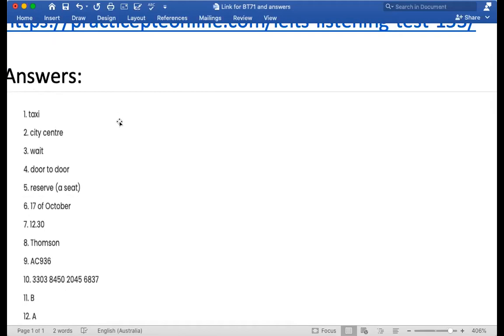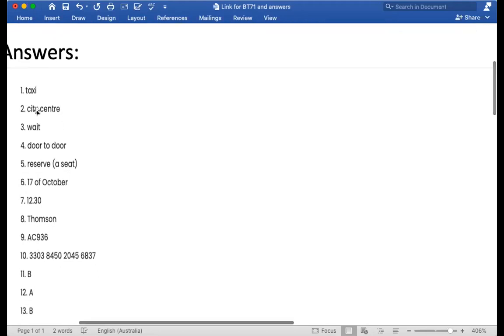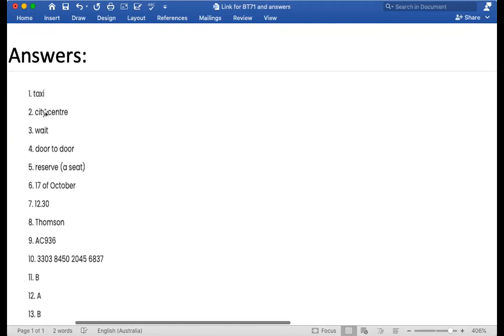I wrote cab as the first answer. So did she say cab or taxi? I think they said cab. Both are correct then. If it is cab, then cab or taxi, both are right. So city center, wait, city space center. Is everything else okay? Also for the third one, I wrote waiting time because maybe he said long wait. Yes. So as long as it's within your 3-word limit, waiting time is also fine.